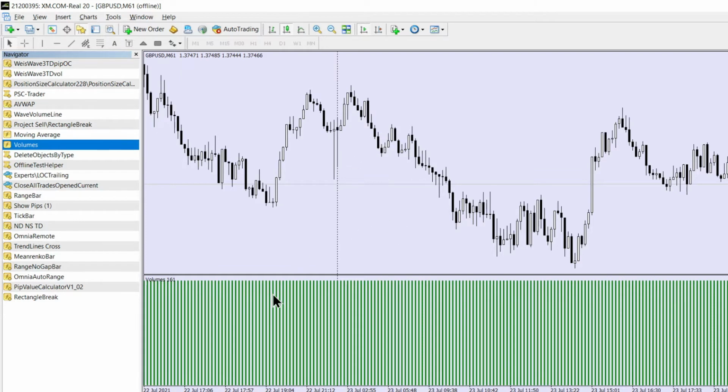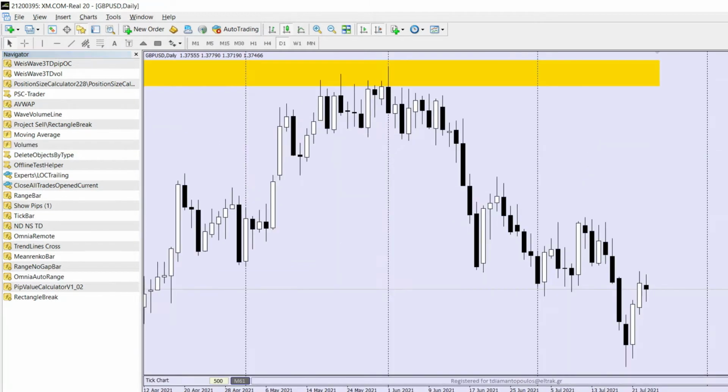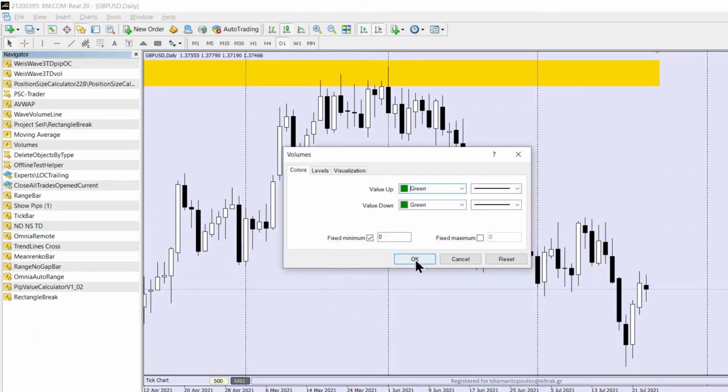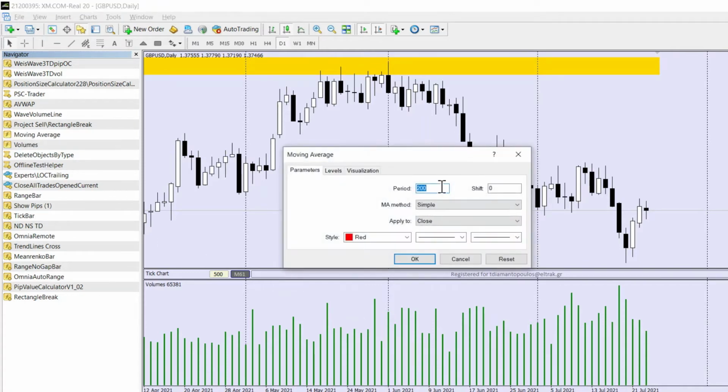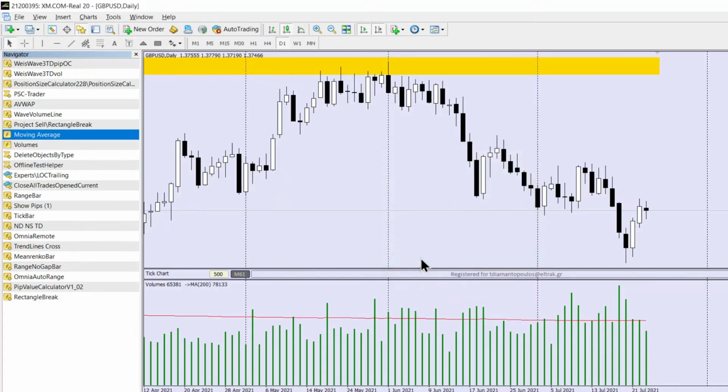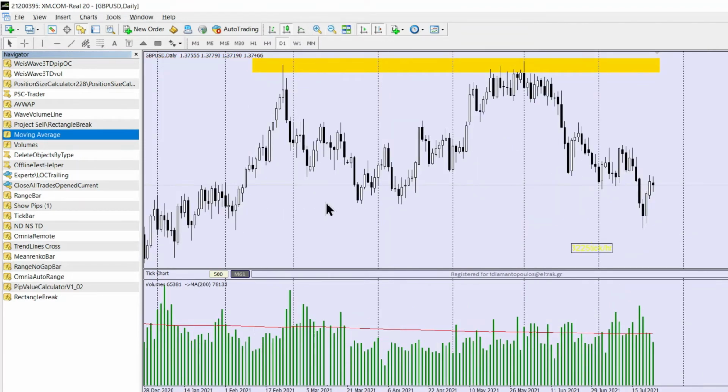So this is what I would do. I will go to my time frame chart. I will make it on a daily, the way it is. I will put the regular volume indicator, okay, and then I will put a moving average on that indicator of 200 periods, simple, of the volume indicator, in order to get the average ticks per day.